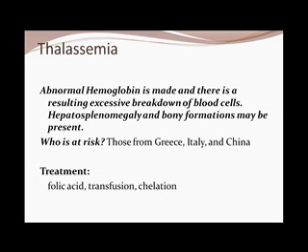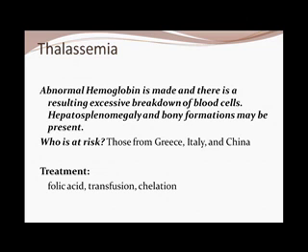Thalassemia is an autosomal recessive disorder where abnormal hemoglobin is made and there's a resulting excessive breakdown of red blood cells. This can lead to a large liver and spleen. Bony formations may also be present. Who is at risk? This is more of a condition that affects those from around the Mediterranean, those from Greece, Italy, and China.